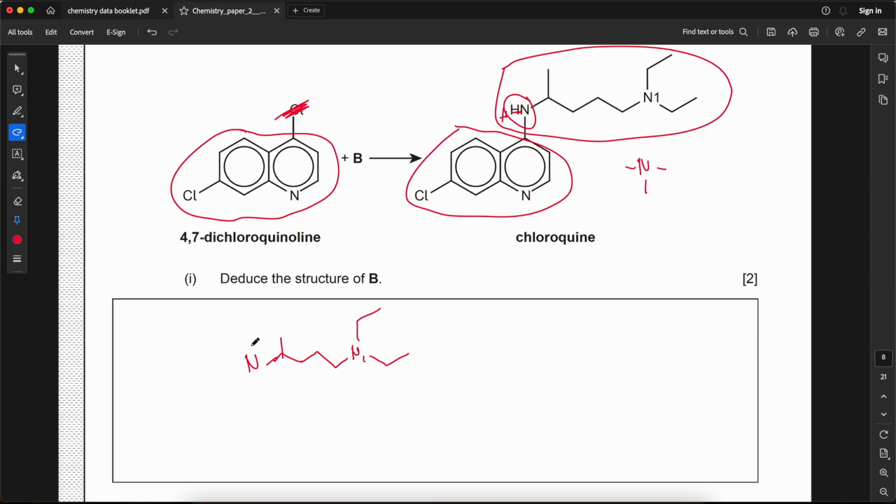Now N as a single molecule, before it's combined to produce chloroquine, should have 3 bonds. So it should be H2. So it will be N, this will be with C and then H. Okay, so this is primary amino. So when it is bonded, it becomes secondary because it has 2 C then.